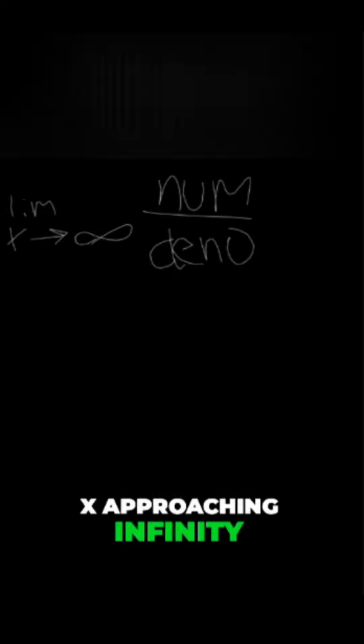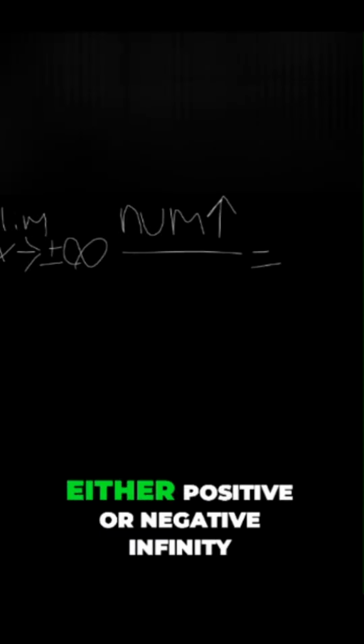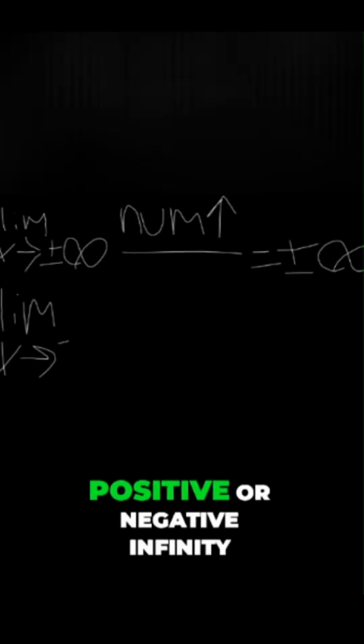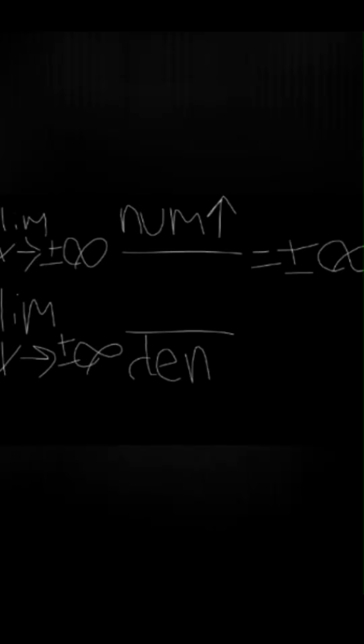Depending on which side of the fraction is getting bigger will dictate what is happening as x approaches infinity. With limits approaching positive or negative infinity, if the numerator is bigger than the denominator, then it will produce either positive or negative infinity as you approach infinity. While if your limit as x approaches positive or negative infinity, if the denominator is bigger than the numerator, then it will just be 0.